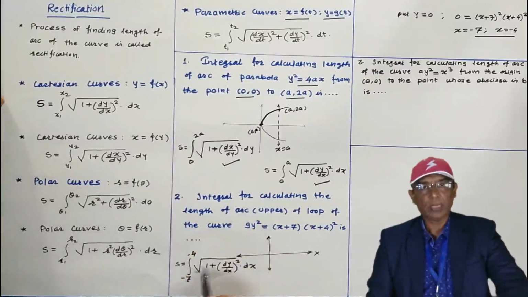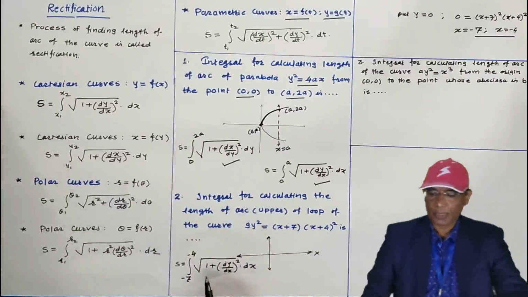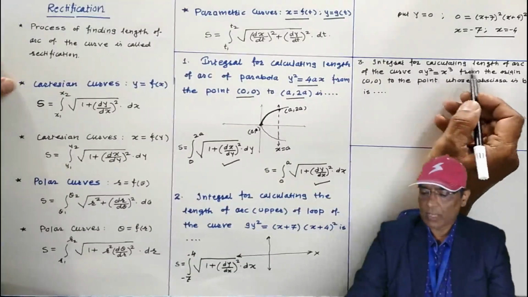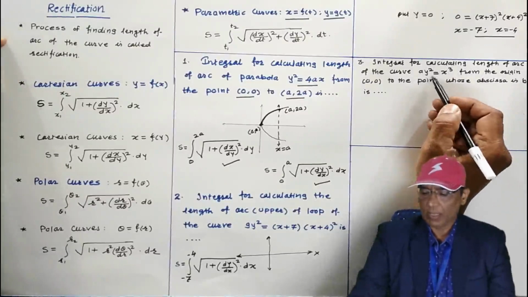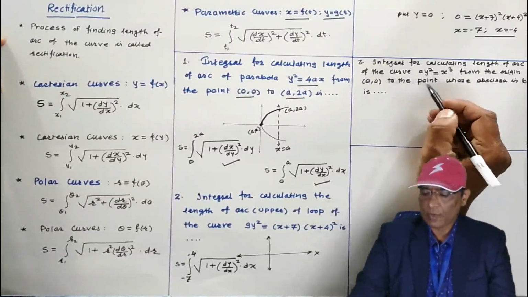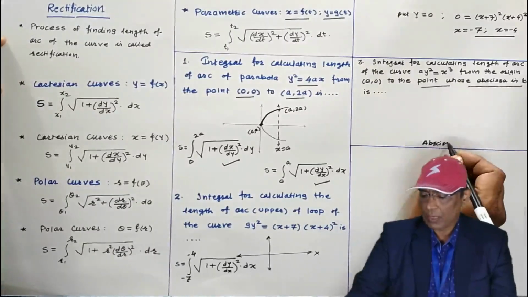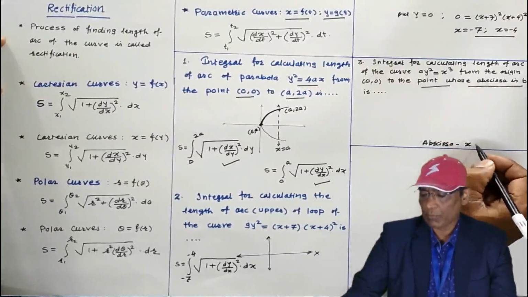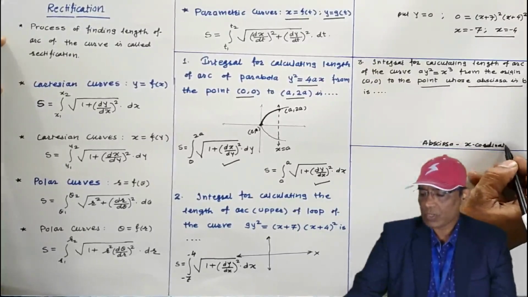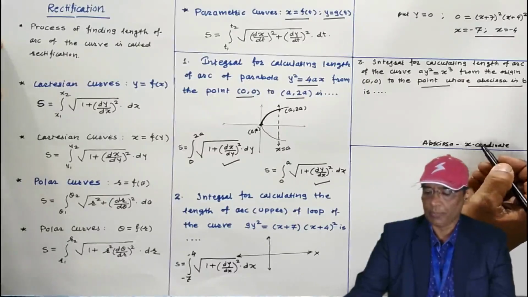This is the integral which will be used to calculate the length of arc of the curve. Now, the integral for calculating the length of arc of the curve a y square equal to x cube from the origin (0, 0) to the point whose abscissa is b. Abscissa is the x coordinate of the point, and ordinate is the y coordinate of the point.